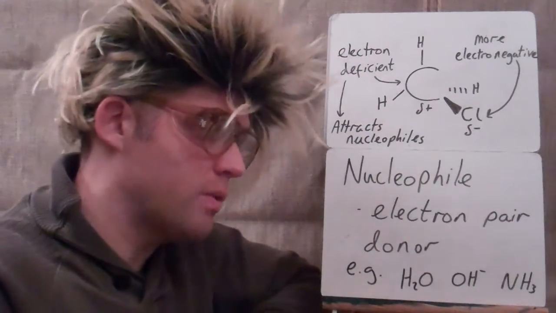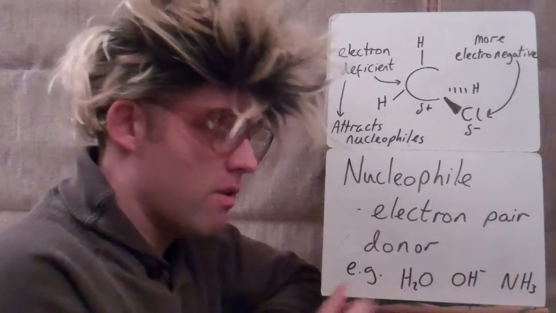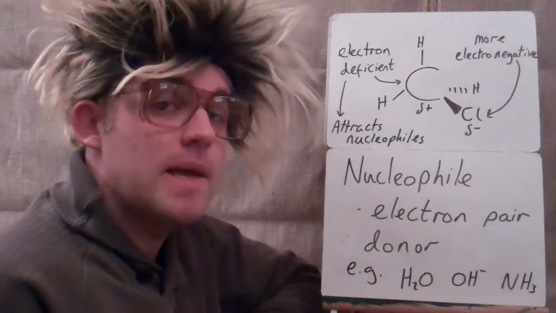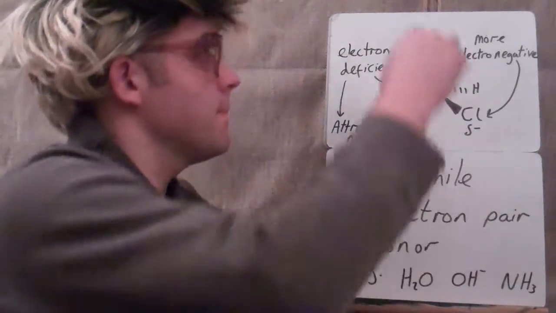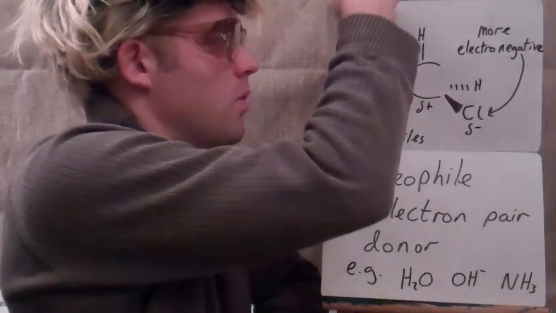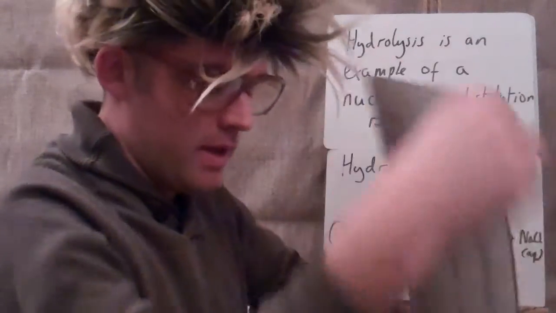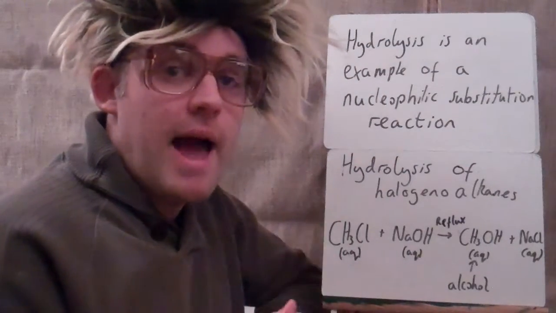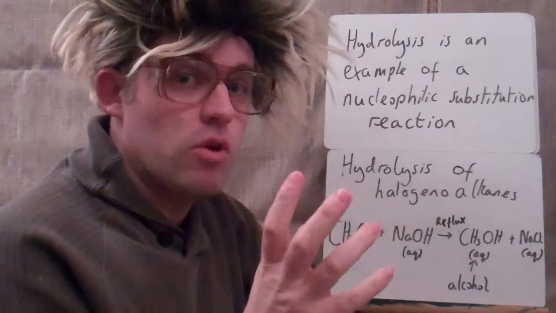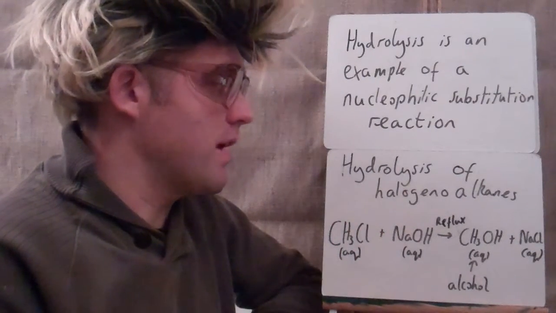So here's some examples. We've got water, hydroxide ions, ammonia. All these three here can donate a pair of electrons, so that's really important to remember. Okay? So let's have a look at an example of a nucleophilic substitution, and the common one which you need to know about is the hydrolysis. So hydrolysis is when we're swapping that halogen for a hydroxide group. Okay? So hydrolysis is an example of a nucleophilic substitution reaction.